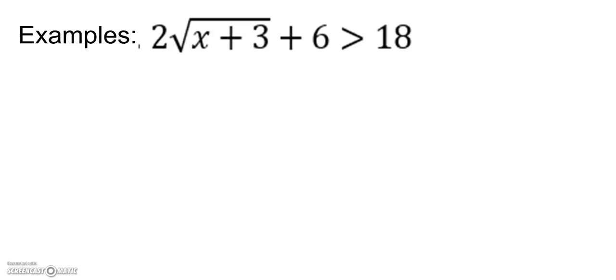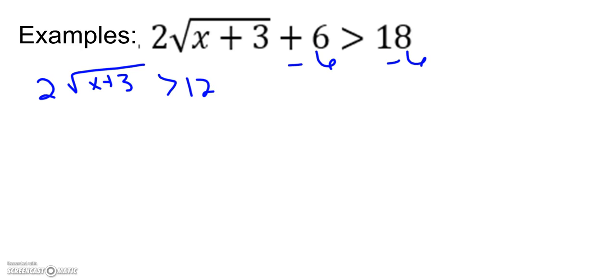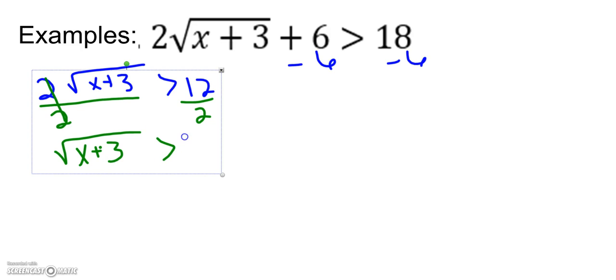Alright, next one that you could get. 2 square root of x plus 3, plus 6, is greater than 18. The first thing I need to do is isolate my radical. So I'm going to subtract 6 from both sides. So I get 2 square root of x plus 3 is greater than 12. Then I'm going to divide by 2. Make sure you divide by 2 before you square it. So you get square root of x plus 3 is greater than 6.